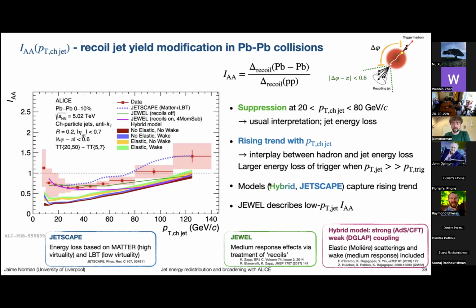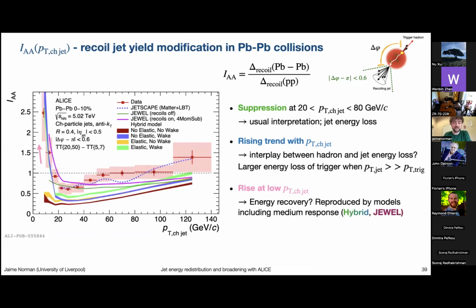We see that the models in general, in particular hybrid and Jetscape, capture this rising trend, and Jetscape also captures the full evolution of the data. Joule describes the low PT IAA, but slightly underpredicts the data at high PT. So these are the results for narrow jets.